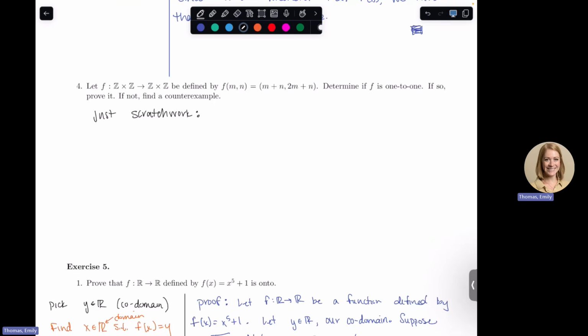Okay, so scratch work. Let A, B and C, D be in Z cross Z. So we're picking two elements in our domain, and we are going to assume that the place that they landed is the same. And we want to show that (A, B) equals (C, D).